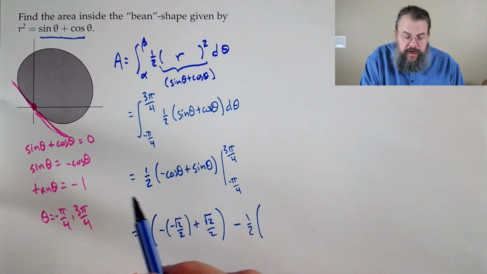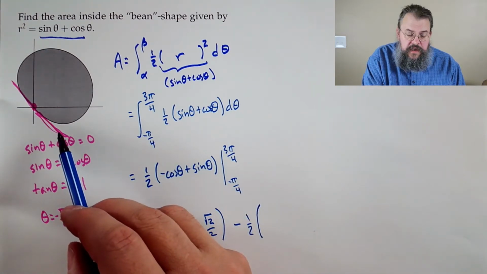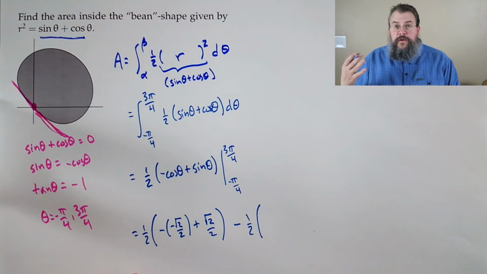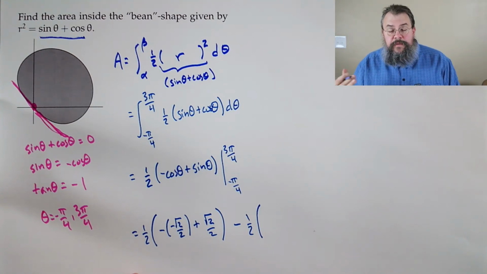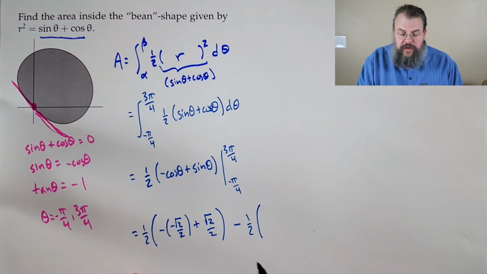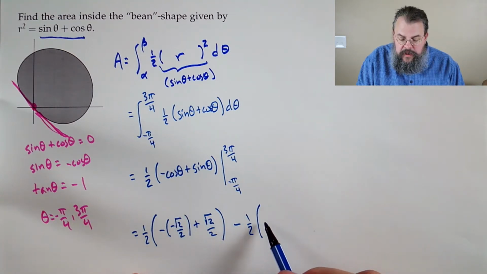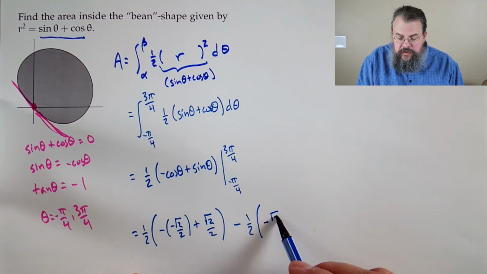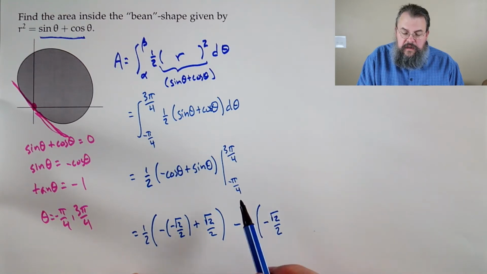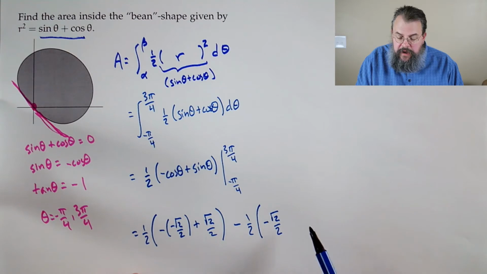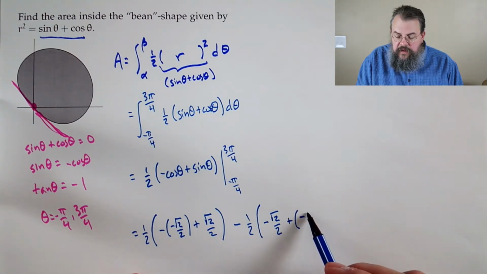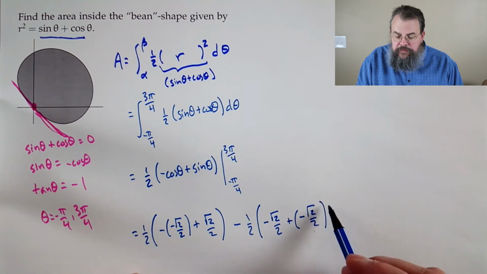And when we plug in negative pi over 4, we're in the fourth quadrant. Here the x values, which correspond to cosine, are positive. Y values are negative, which means the sine values are negative. So we would have negative root 2 over 2. In other words, cosine of negative pi over 4 is the same thing as cosine of pi over 4. For sine of pi over 4, it would be the opposite sign. So plus a negative root 2 over 2.